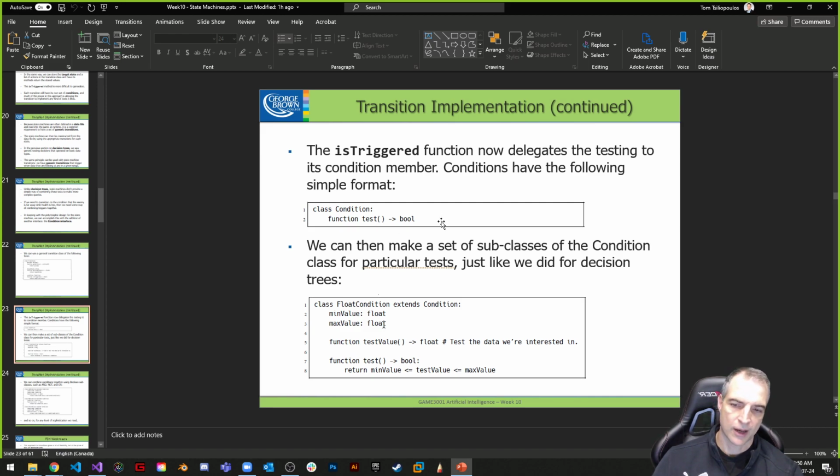And you can have different kinds of conditions. Here we have a float condition that extends the condition superclass. This is the condition superclass, which just has a test. Most likely this test method is going to be pure virtual again. And we're going to implement the test method inside of a specific type of condition, a float condition, as an example, where we look at minimum and maximum values.